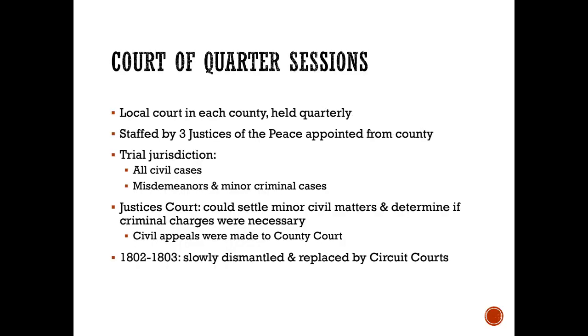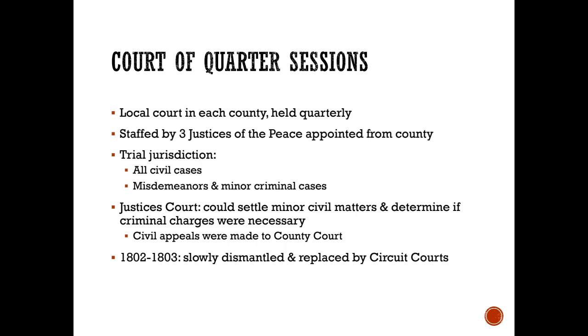So, the courts under the first Constitution, we have the Court of Quarter Sessions, continuing from Virginia. This was the county level court, and it was continued from the established courts from when we were Virginia. So any counties that existed before we were a state continued after we were a state, and they kept the records from before. These were staffed by 3 justices of the peace that were appointed from the county, and they had trial jurisdiction. So they covered cases that needed trials: any civil case that needed to be heard before the judges, misdemeanors and minor criminal cases. These were the Court of Quarter Sessions cases.